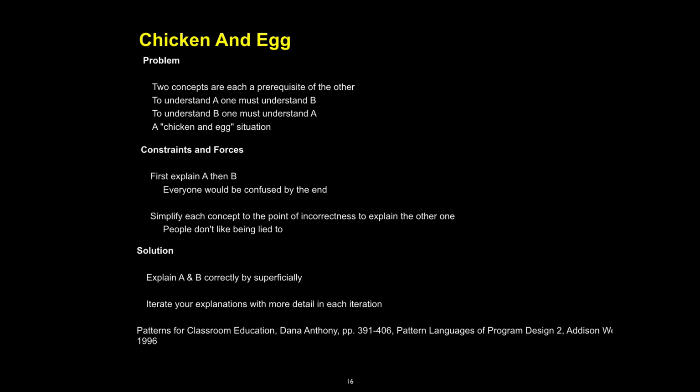So the pattern is, well, you make iterations. You vaguely describe A, vaguely describe B, and then you go back and give more details, and finally iterate and slowly build up knowledge so you can understand them both together. All right. So this idea of patterns has spread all over the place.